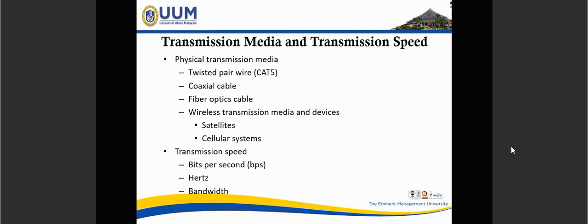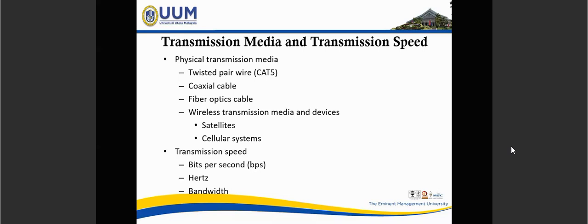So wireless transmission media and devices work through satellite or cellular system. Cellular system is a phone system. This is cellular system or satellites. How we connect to the internet through satellites. Transmission speed could be based on bits per second or bps, or megahertz or hertz, we call that. Also bandwidth.